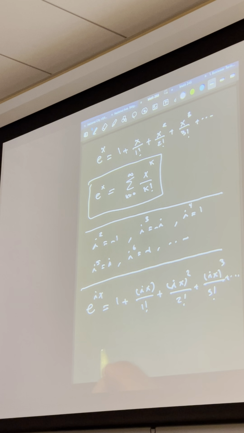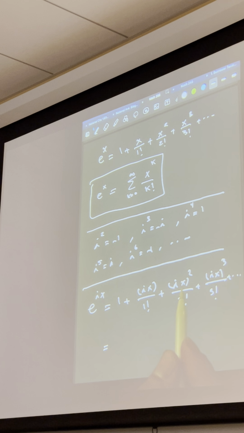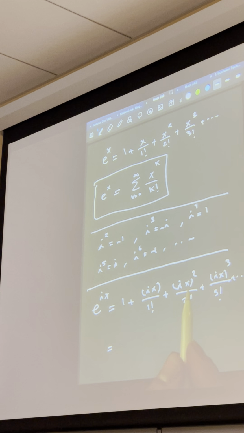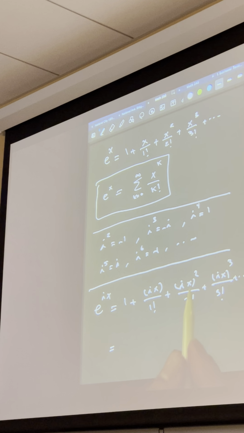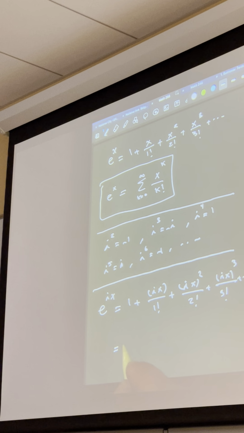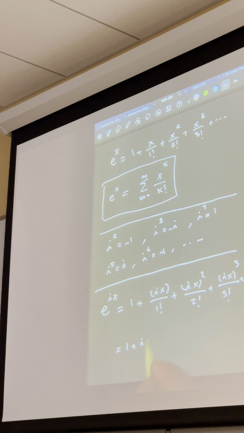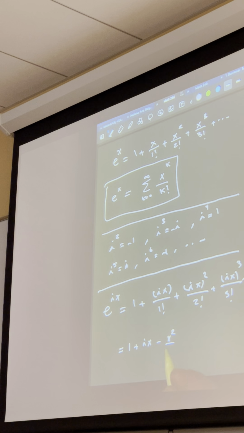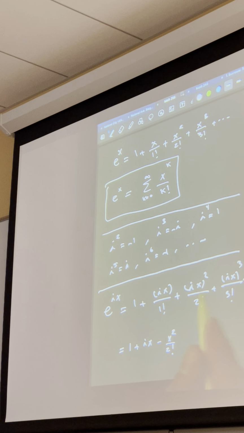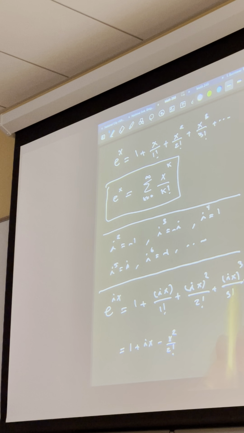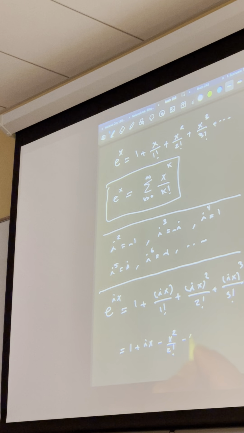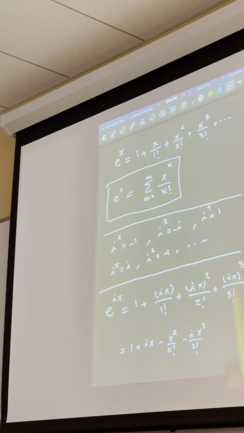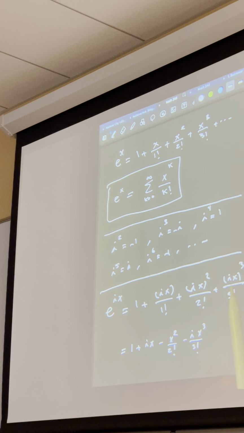Now we saw that, for example, i squared is -1, so it's going to be negative x squared, so it's going to be 1 plus ix minus x squared over 2 factorial. The 3 would be, this is equal to negative i, so it would be negative i x cubed over 3 factorial. If I'm going too fast or you're not following, just tell me what's going on.